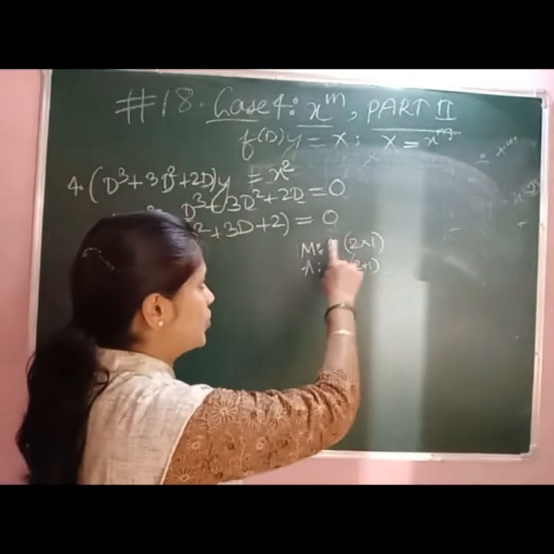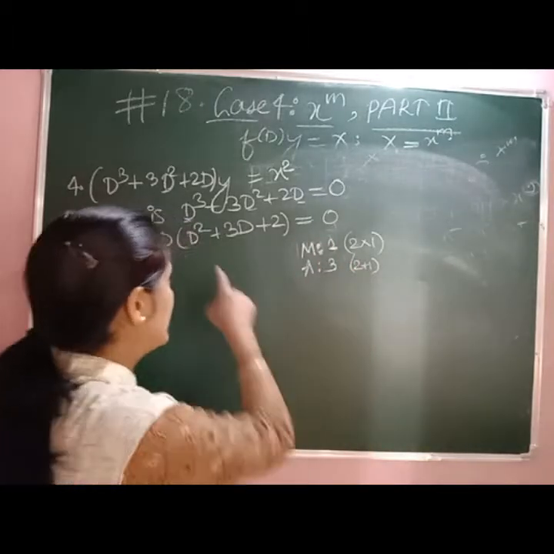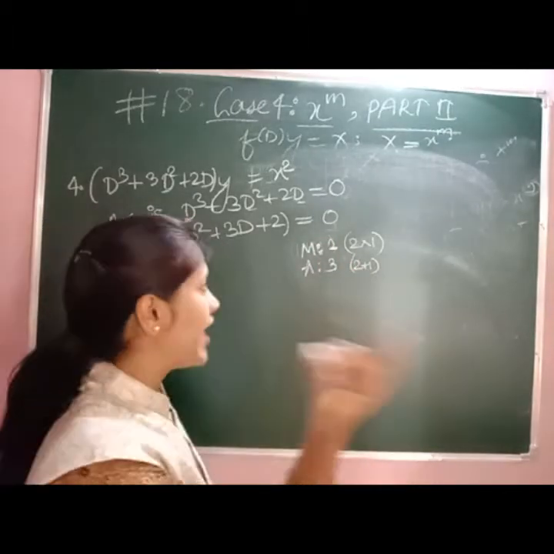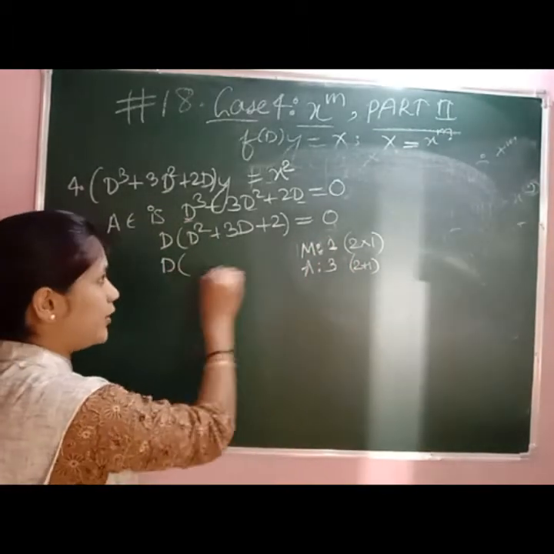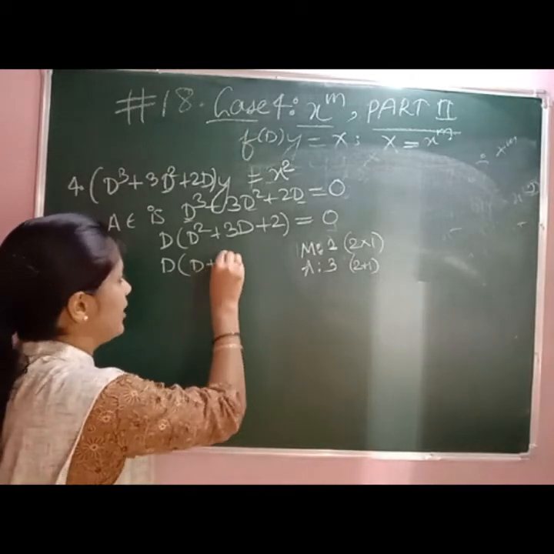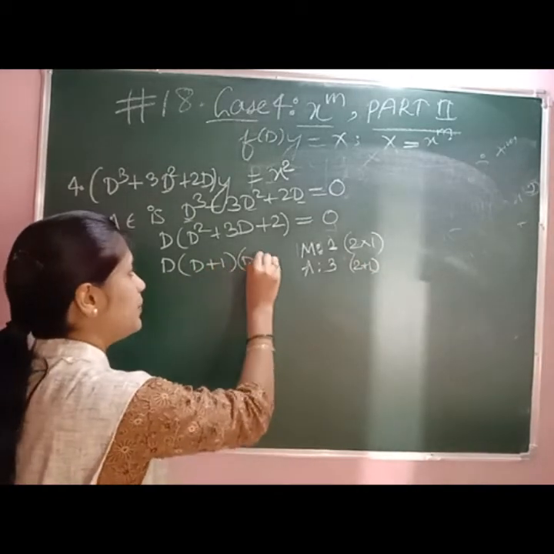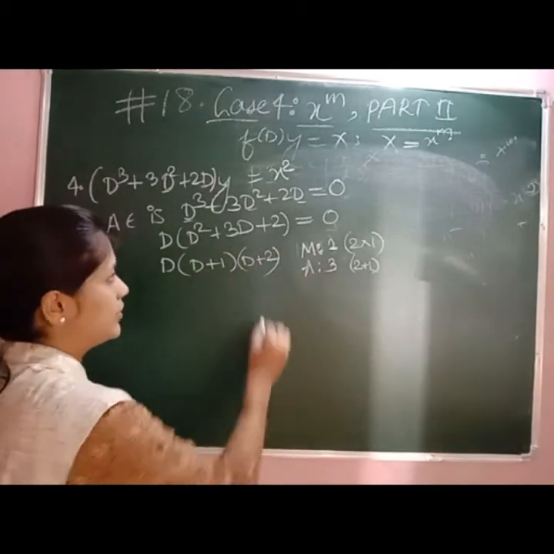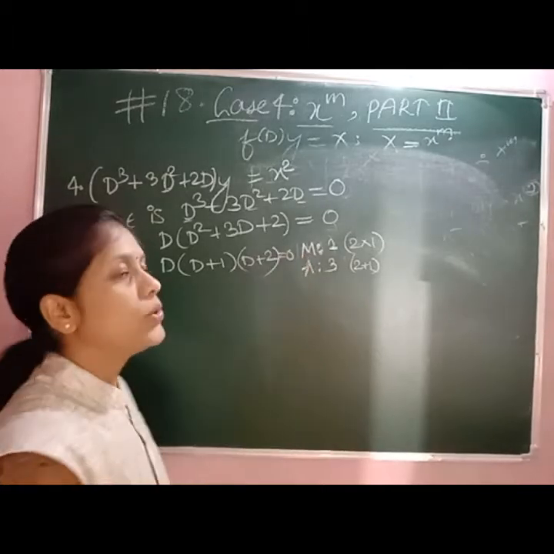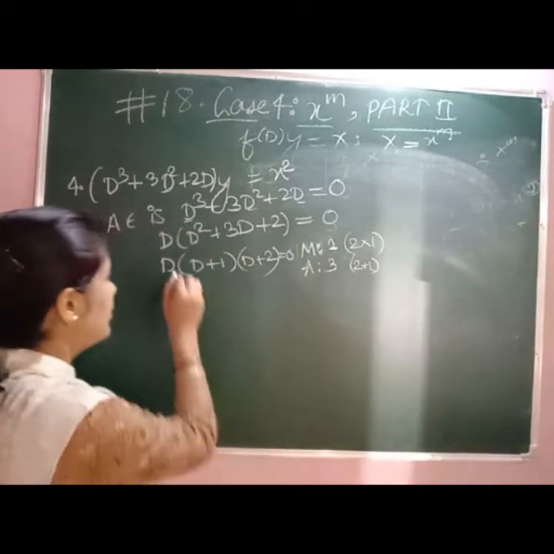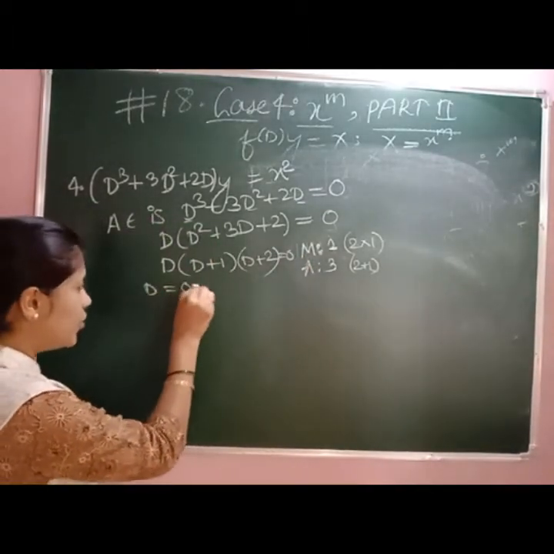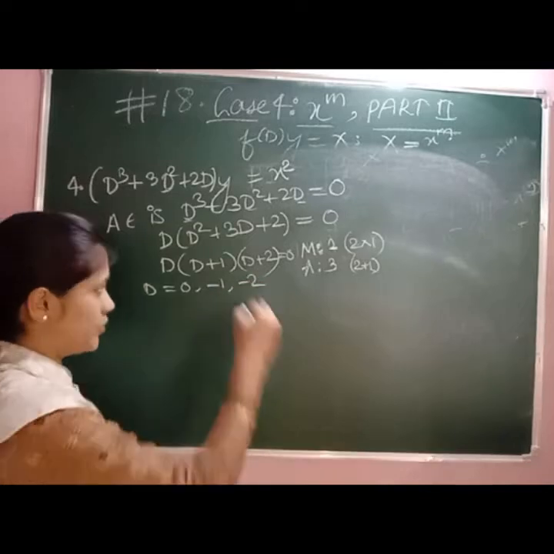So we can write as 2 into 1, 2 plus 1. So the coefficient of d square is 1. So directly we can write d into d plus 1 and d plus 2 equal to 0. So what are the values of d? First, d equal to 0, minus 1, minus 2.